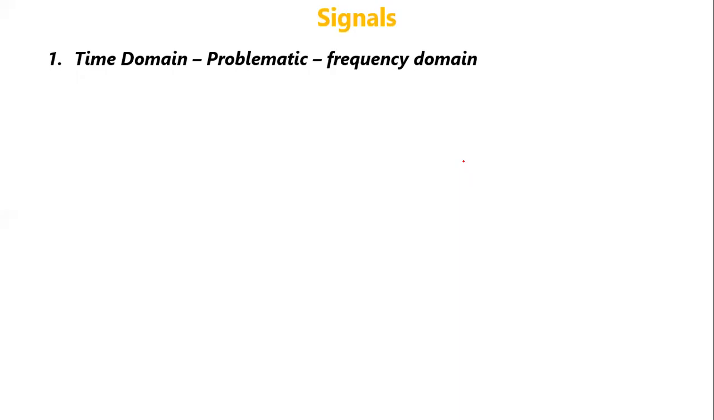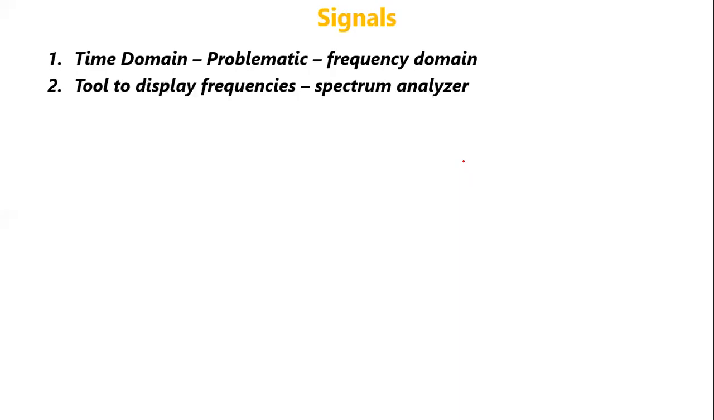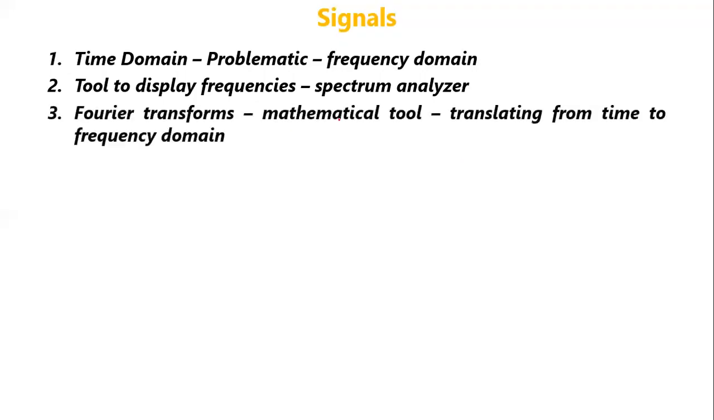Okay. So let us discuss how the signal will look in frequency domain. If you want to display the various frequencies, there is a tool called a spectrum analyzer. Using a spectrum analyzer, you can visualize the various frequencies of a sine wave or any signal. And the mathematical tool available for translating a signal from time domain to frequency domain is the Fourier transform.